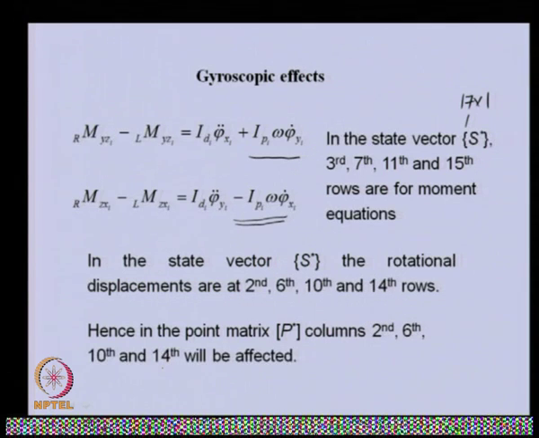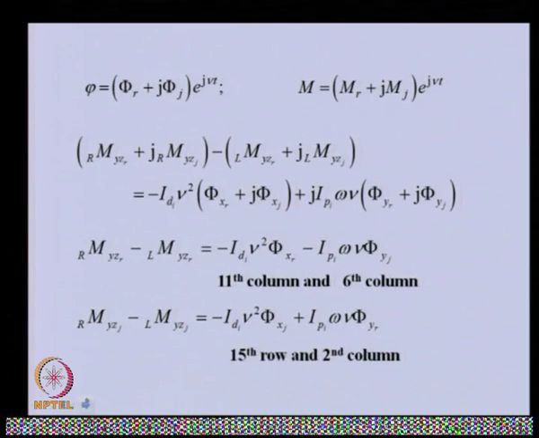Now let us expand one of the equations and see how they change the point matrix. I am writing the angular displacement in its real and imaginary parts, and similarly the moment, in real and imaginary parts. Basically, this quantity will give the amplitude and phase information, and this is the frequency component of the moment. Similarly, this will give the phase and amplitude part of the angular displacement, and this is the frequency.